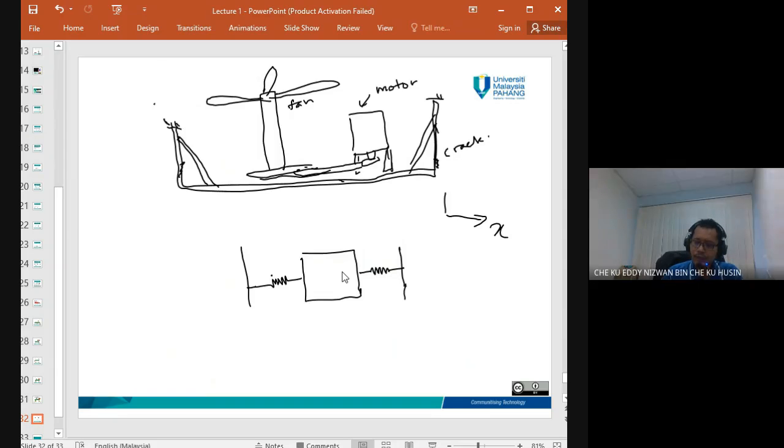Your midterm only covers the single degree of freedom. For single degree of freedom, you cover free vibration for the undamped system, forced vibration for the undamped system, and then up to free vibration for the damped system. There is another, forced vibration for the damped system, but that one we cover in the final exam.